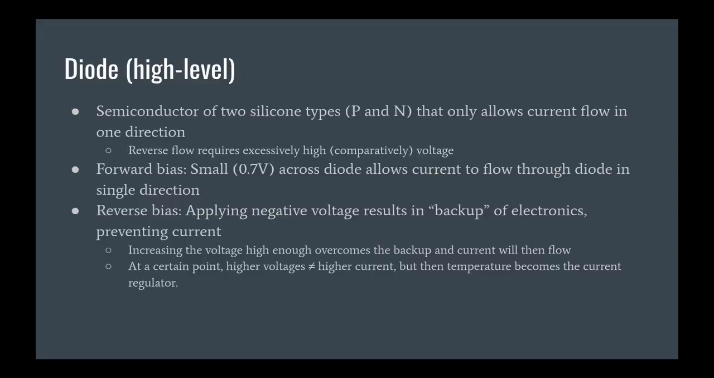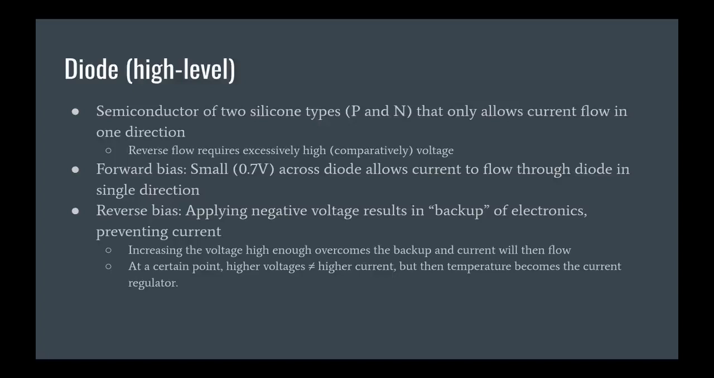Diodes. So it's a semiconductor, and we talked about how a semiconductor, depending on how it's used, can be an insulator or it can be a conductor, either stopping or allowing flow of electrons through it. So a diode is a semiconductor of two different types of silicon, P and N. Don't worry about what those mean. It's just signifying that we have two different types of silicon that only allow current flow in one way. Not totally true. You can get reverse flow, but we're talking at much higher voltages than normal operating.